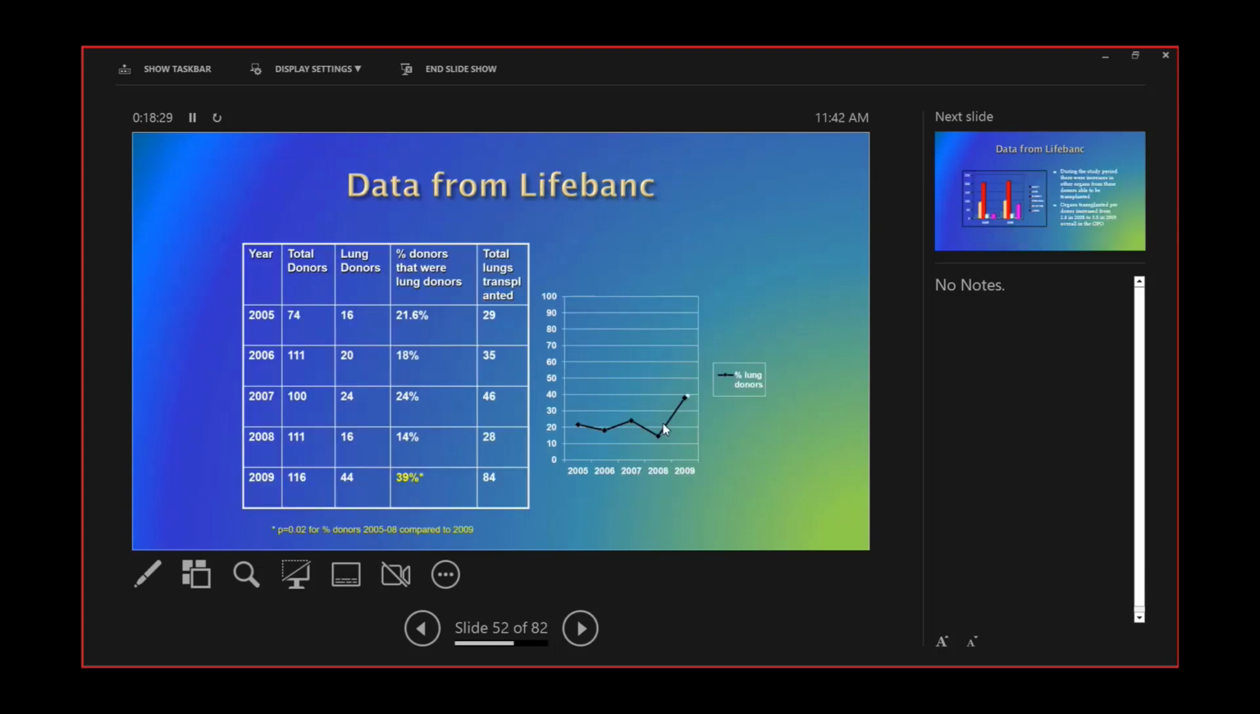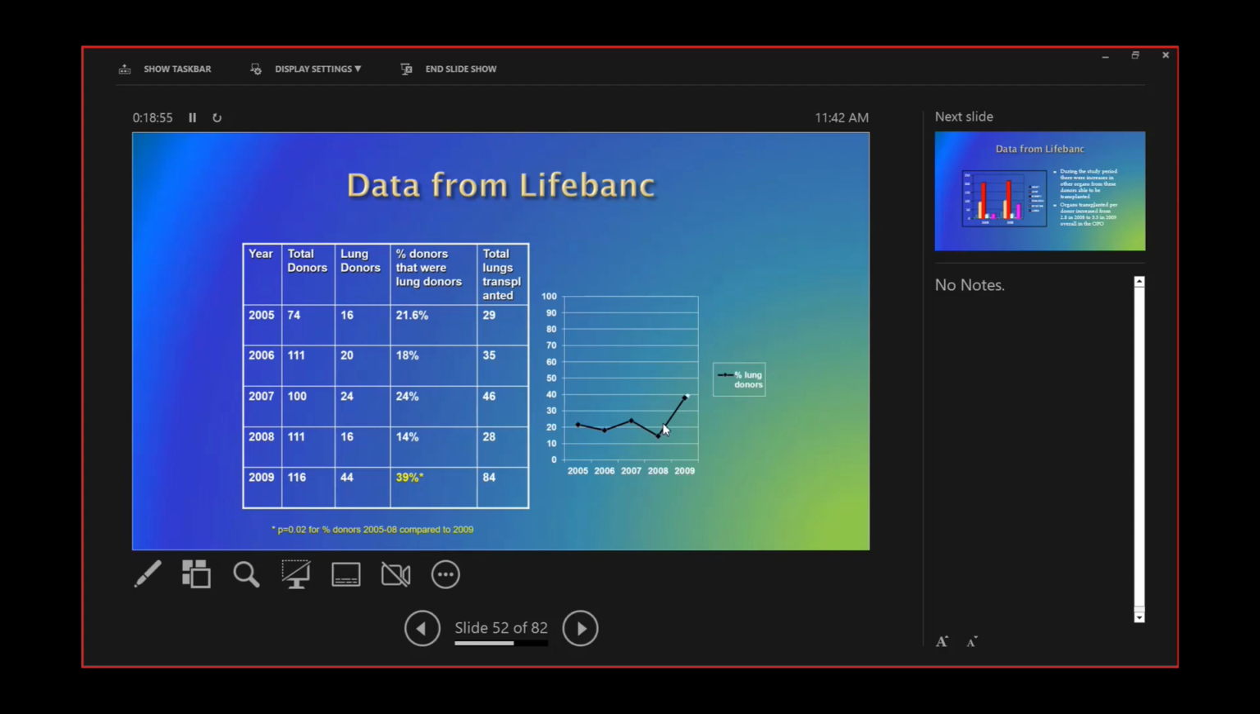So then we asked ourselves, what did that mean and what did it actually translate to? So these are the years before. We did this study in 2009, so these are the four years before. You can see that we were running right around the national average of about 20% of our donors being lung donors. And we jumped up to about doubling that. About 40% of our donors were lung donors after that. And this is all donors, all brain dead donors.